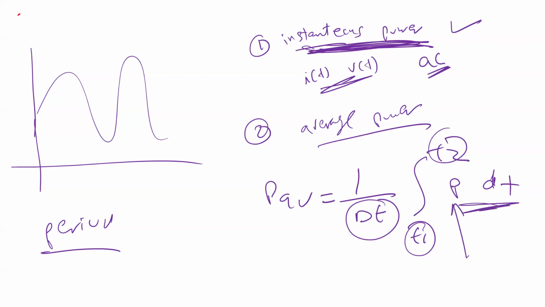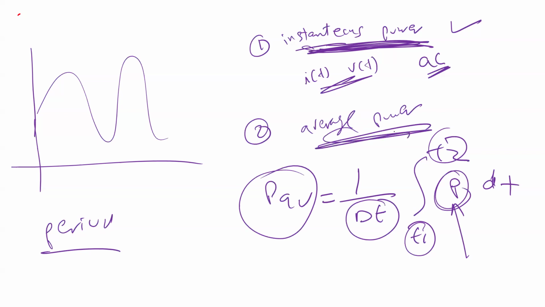So this is the instantaneous power here. This is the power change over the time. This way, I can get the average power. You will see, this is another example of how we can do it. But it's a formula we have to use.